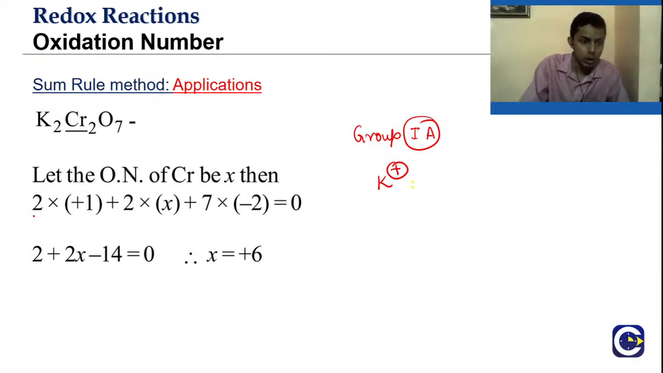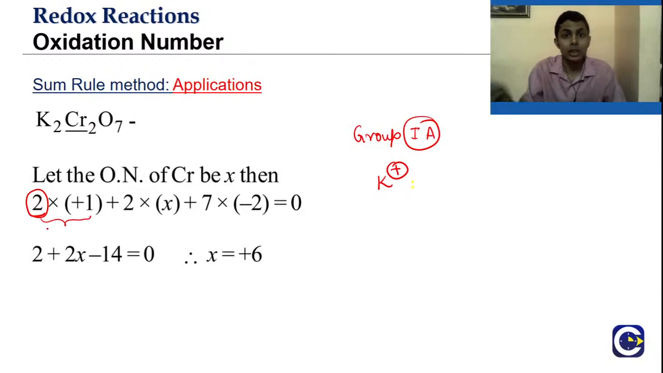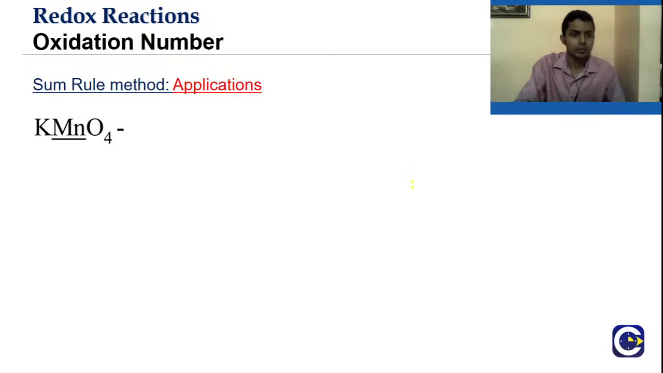Since two atoms of potassium are there, it will become 2 into plus 1. It will not be plus 2. Calcium will be plus 2, because calcium is in group 2A. That's why it will be plus 2. Good relation.